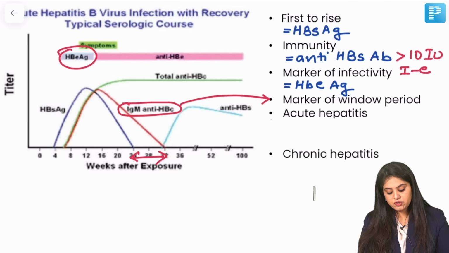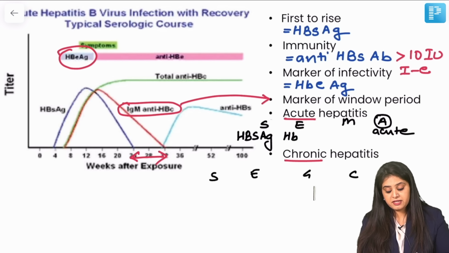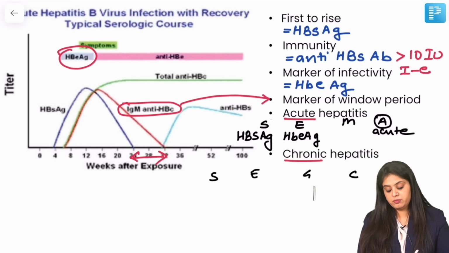Finally, how do you differentiate acute hepatitis from chronic hepatitis? That's a very famous way of how we have learned it, which is going to be SEMA and SEXI. What does that mean? When I'm talking about acute hepatitis, the surface antigen is going to be positive, the infectivity marker E antigen is going to be positive, and then which antibody for acute hepatitis? Of course IgM. So IgM type of anti-HBC will be positive.